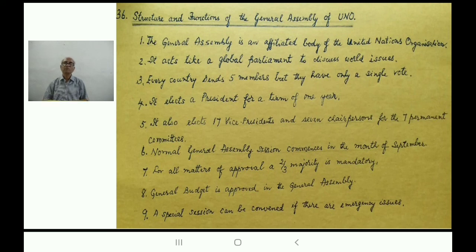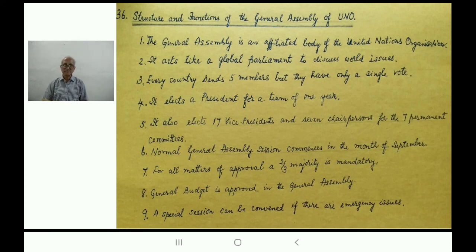We are a true active member of the United Nations. We have contributed a lot to this world government. The General Assembly is an affiliated body of the United Nations. It has 6 key bodies. Of these, the most important body is the General Assembly. Now you have to write about the functions and structure of the General Assembly.